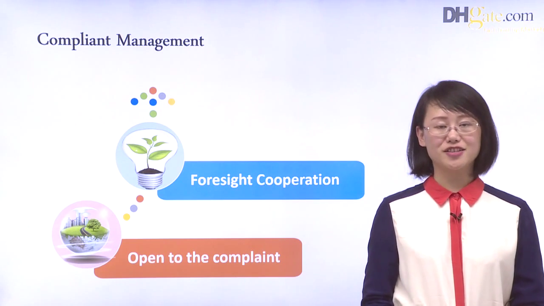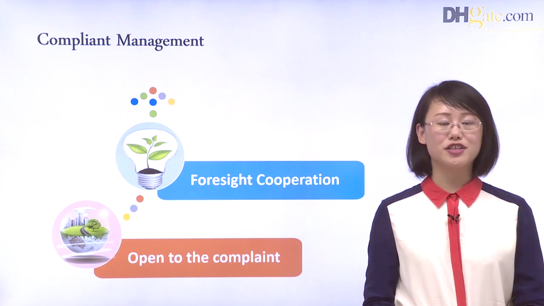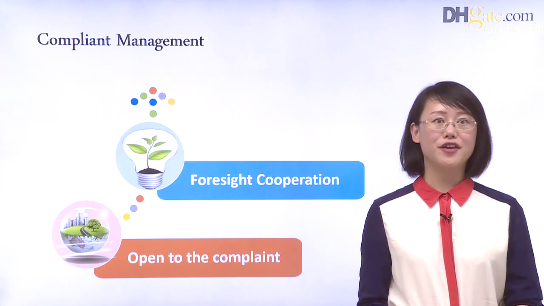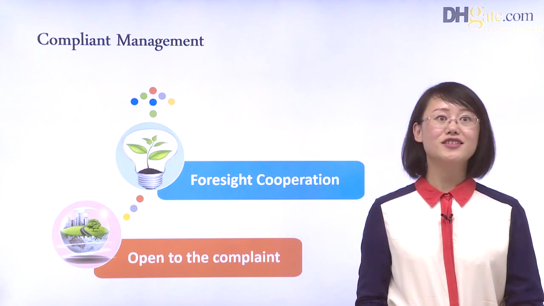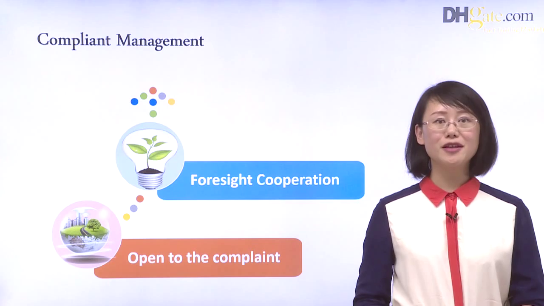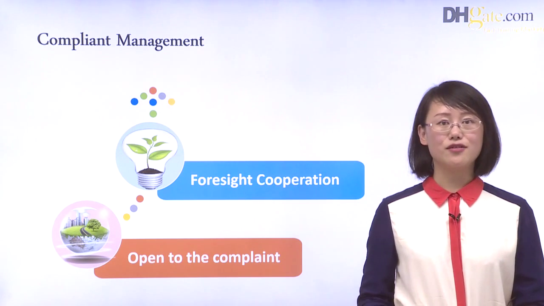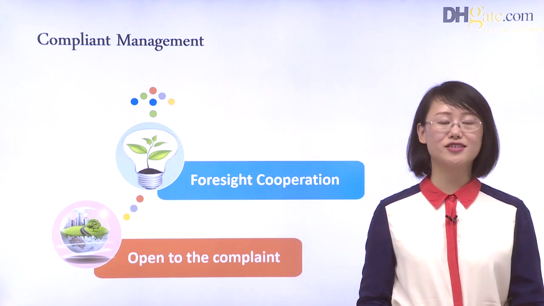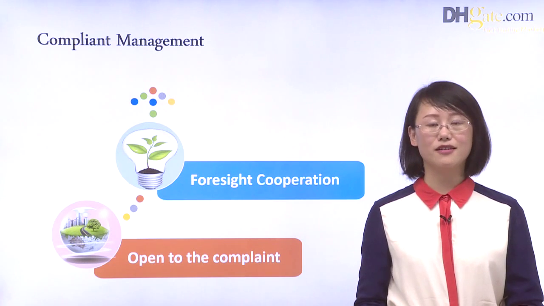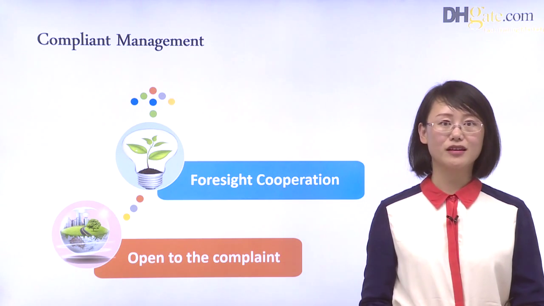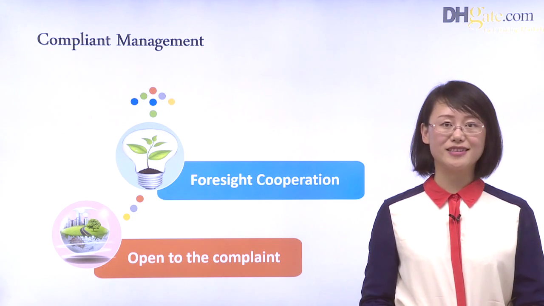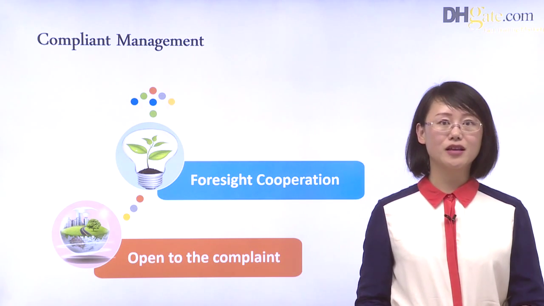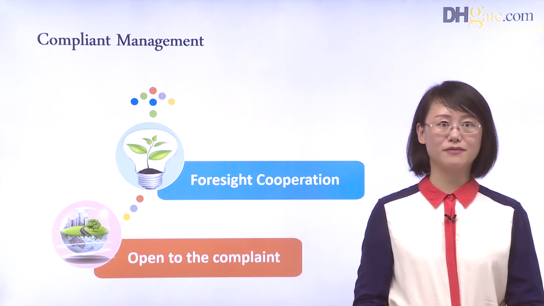Although you have many actions to manage products and merchants, it's still very hard for you to achieve zero violations. So here we suggest you be very open to complaints. To be open to complaints means that on your website, you should have very obvious channels provided to the intellectual property owners and their representatives to make complaints. After you receive their complaint, you should handle it in a very quick and efficient way to keep very good communication with them.